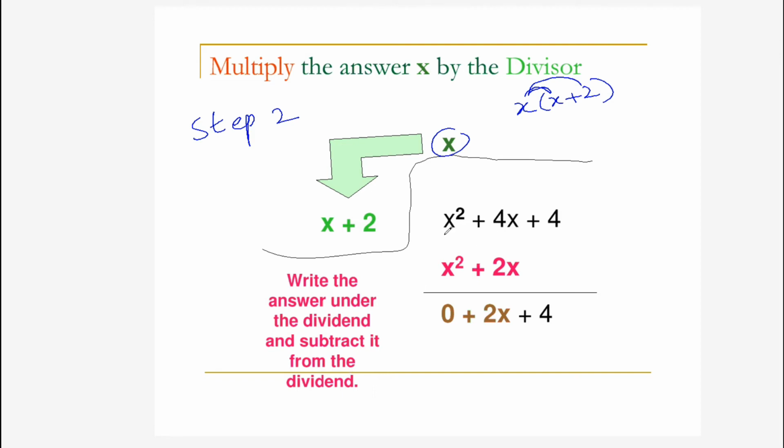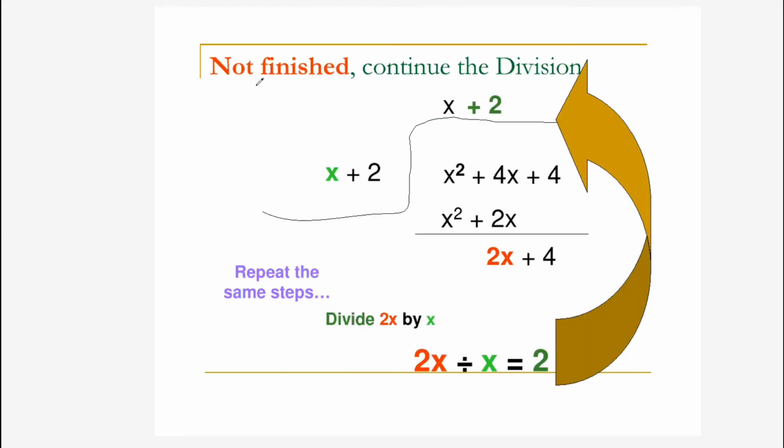So take away, and when you take away, you change the signs of the bottom expression. As you already know, even with numbers, this is what we are doing. Now x squared minus x squared, 0. 4x minus 2x, 2x, and you are going to bring this down as it is, plus 4. Now this is the new dividend. Consider this as the new dividend. We are going to repeat the same steps. I'll show you on the next page.